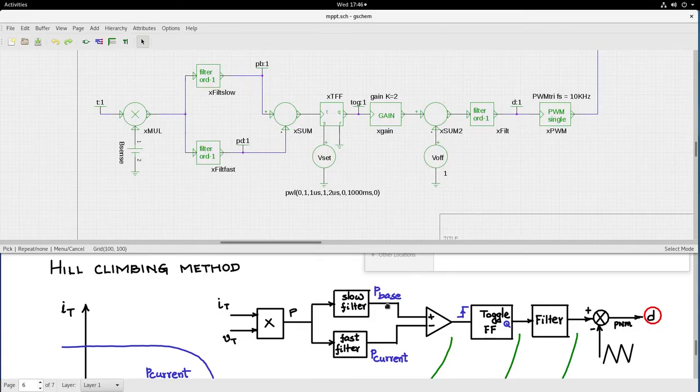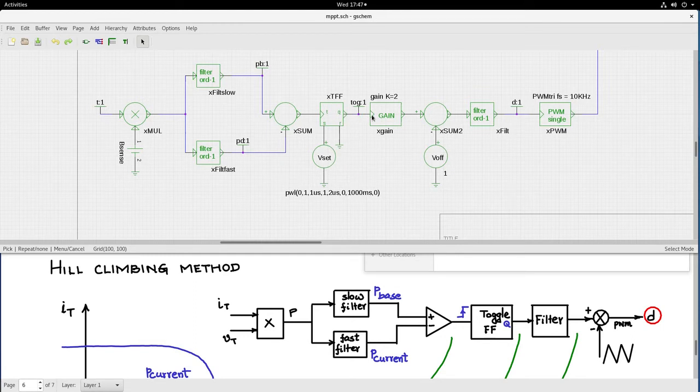The output of these slow and fast filters goes through a comparator, plus minus, and the output of that goes through a toggle flip-flop. Here in the schematic, the plus minus goes through a sigma block. The output of the sigma block is analog in nature, but I have not put a comparator here because the toggle flip-flop contains a Schmitt comparator at its input. Therefore I can directly give an analog signal to that.